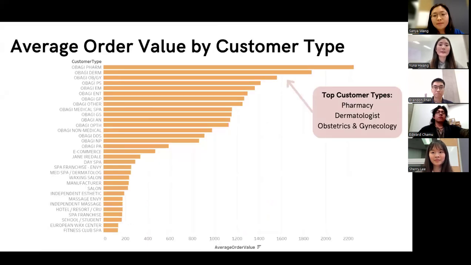In this slide, we look at the average order value by customer type. For each customer type, we derived the average order value by dividing their net sales by the number of orders they made. In the visualization, we see that most of the large Obagi accounts on average place higher value orders, with most of them exceeding $1,000 in value. In contrast, the smaller accounts place orders of remarkably lower value, all lower than $500 on average. The top 3 customer types with the highest average order value were pharmacies, dermatologists, and OBGYNs.